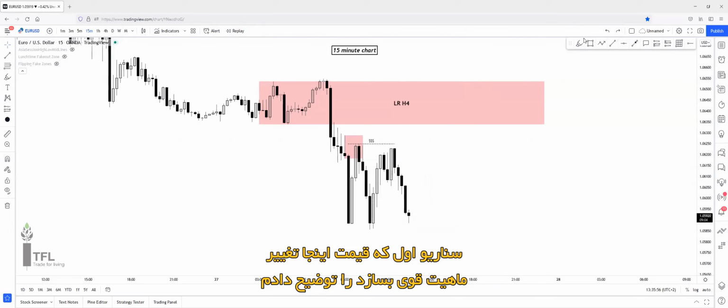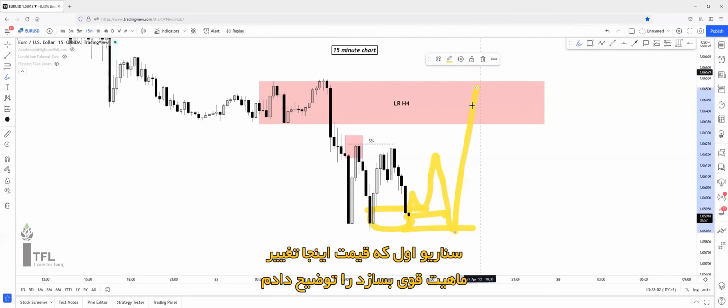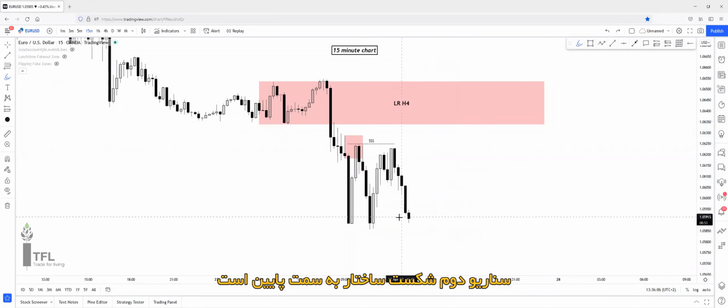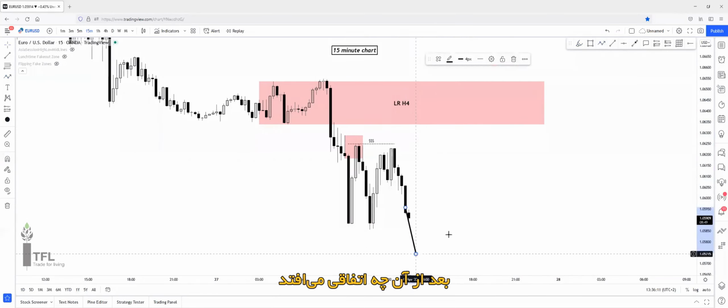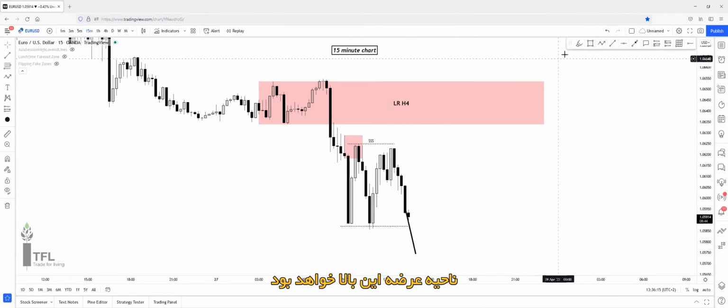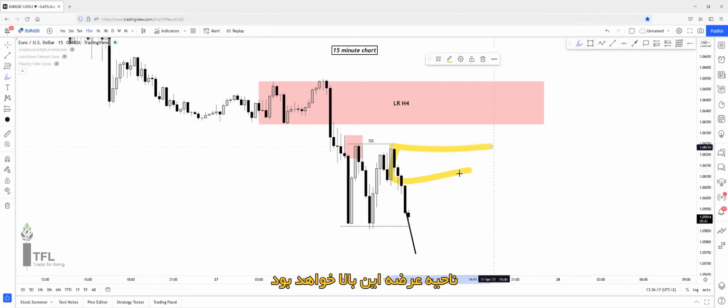So what happens if price, I explained the first scenario. If price creates a change of character, strong change of character right here, this is the first scenario. The second scenario is if price breaks below this low point, creates a break of structure here to the downside. What will happen after this? There will be a break of structure, right? What will happen after this? The supply zone will be up here.